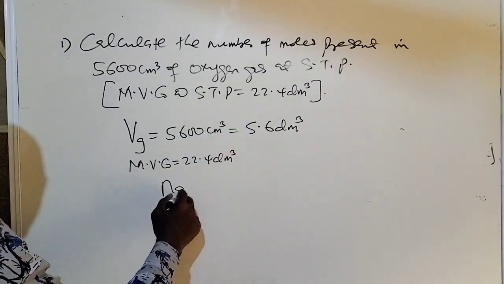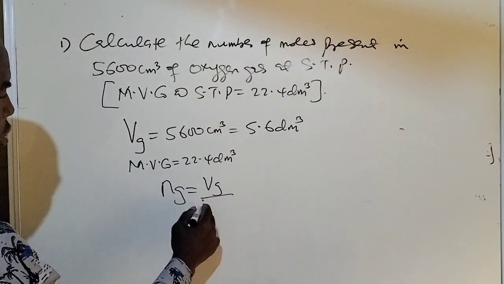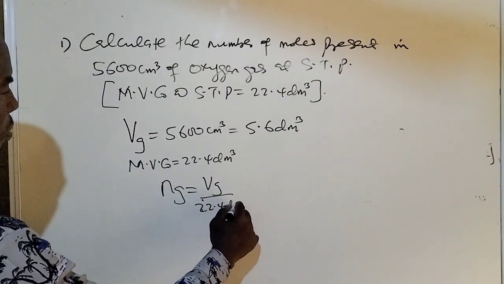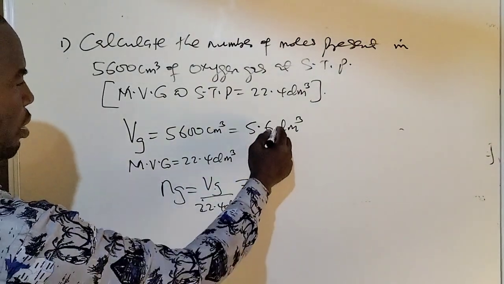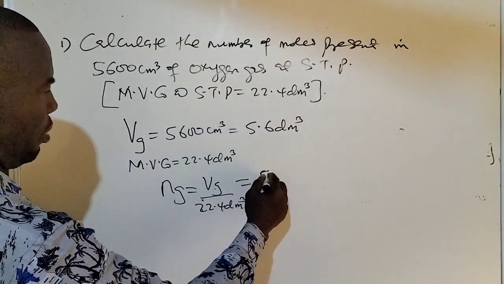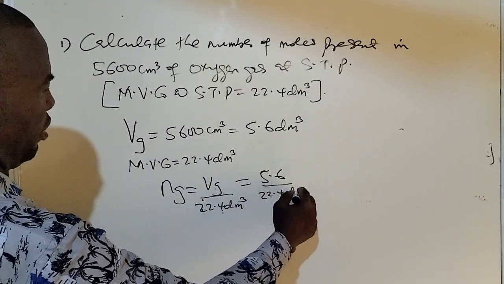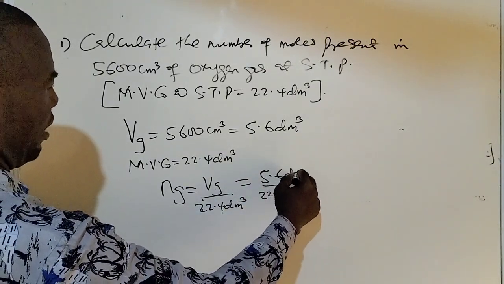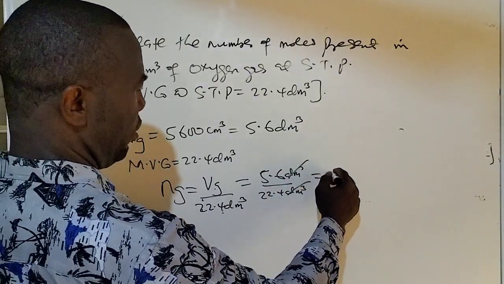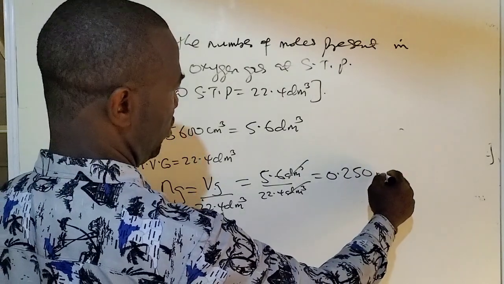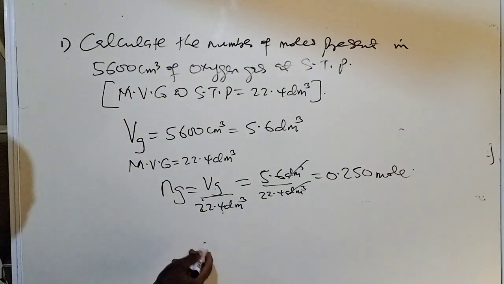Number of moles of gas is given by the volume of the gas all over the molar volume, which is of course 22.4 dm³ at STP. So the volume of the gas in dm³ is 5.6. The molar volume is 22.4, also in dm³. So the units are now uniform, they cancel out. That gives us 0.250 mole. If you prefer to work in cm³, it's still okay.